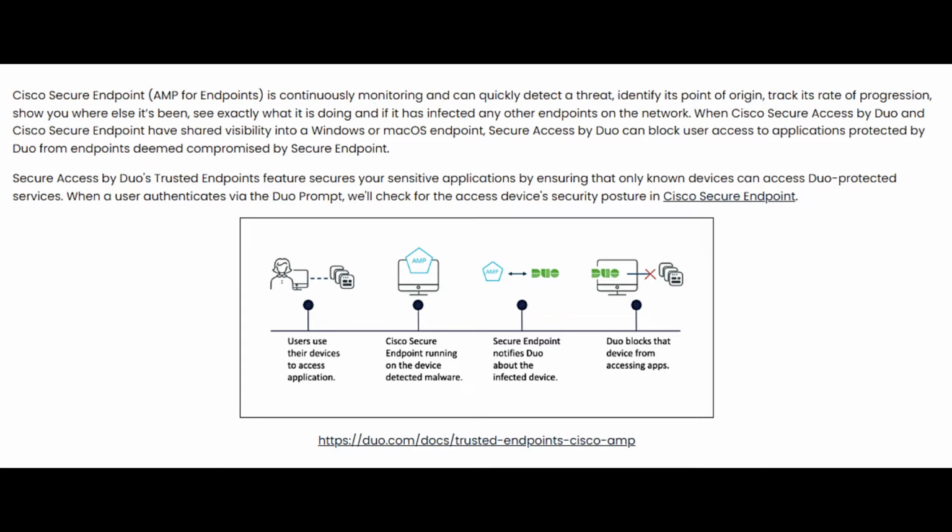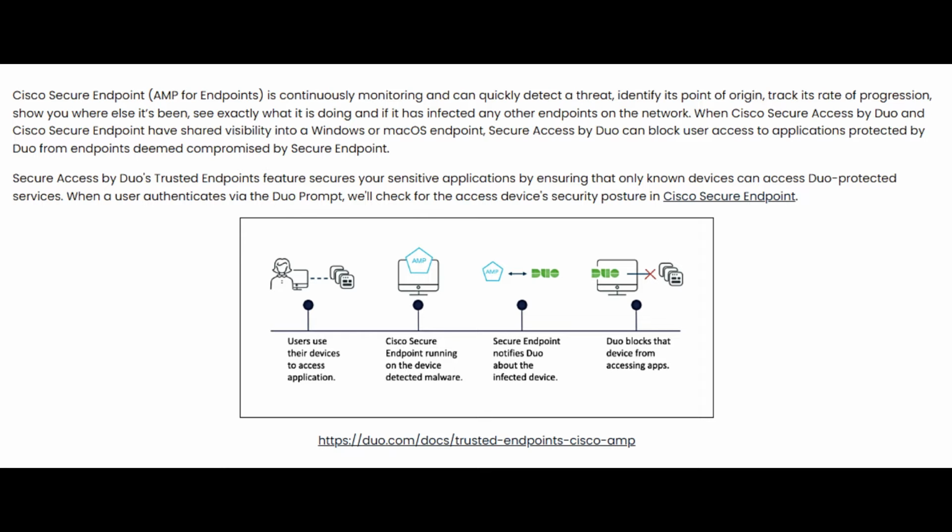Now, Secure Access by Duo Trusted Endpoints secures your sensitive applications by ensuring that only known devices can access Duo protected services. So when a user authenticates via Duo prompt, we'll check the access device's security posture in Cisco Secure Endpoint. So basically, you can see an example below. Users use their devices to access an application. Cisco Secure Endpoint running on the device detects malware. Secure Endpoint notifies Duo about the infected device. Duo blocks the device from accessing the application.